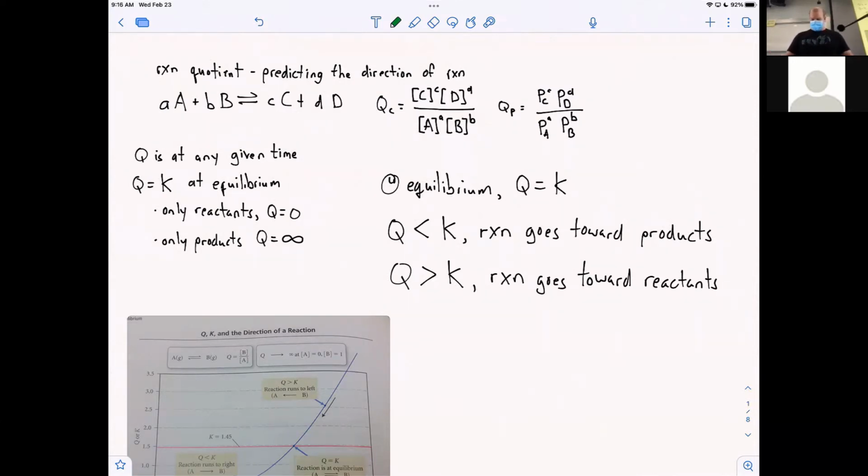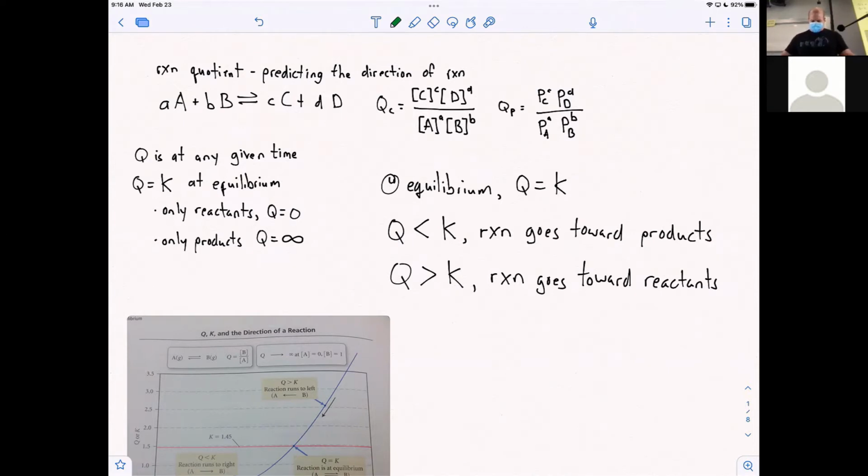So say Q is too small. That means the top number is too small and the bottom number is too big. Wait a second, did I say... which one am I going to? I'm sorry, if it's small, that means the top number is too small, the bottom number is too big. That means we're going to shift right towards the products because the bottom number needs to get smaller, the top number needs to get bigger.